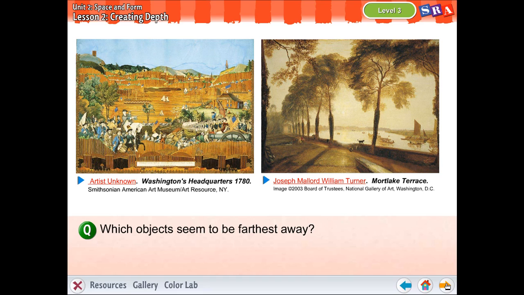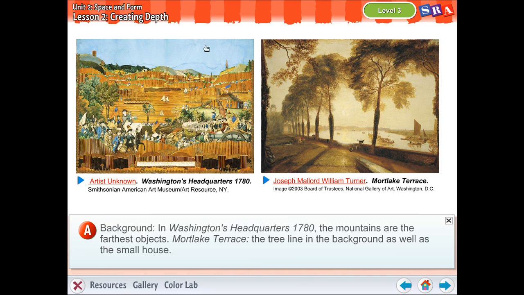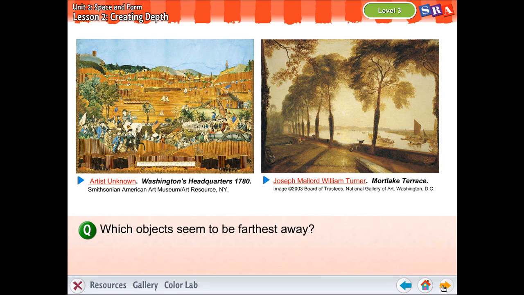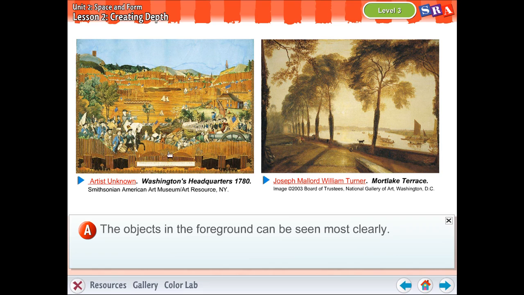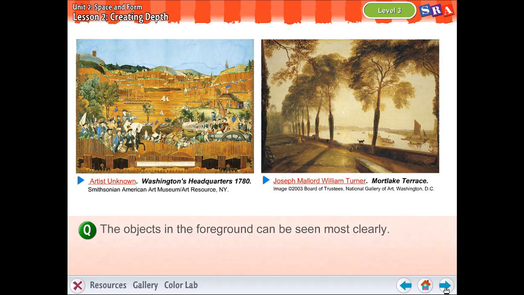So which objects seem to be furthest away? We said the things in the background, the mountains are the furthest away, and the tree line back there, really, really tiny, that small house. What objects can you see most clearly? I told you, the people in the foreground, the people at the very bottom are the things that you can see the most clearly.